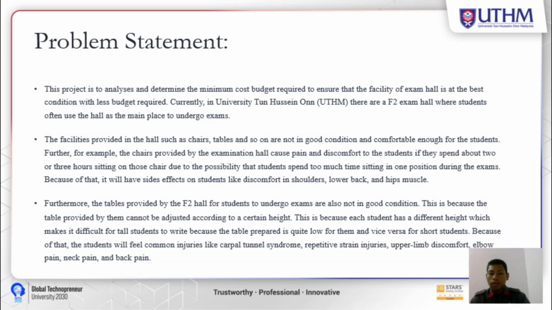Furthermore, the table provided by the F2 hall for students to undergo exam is also not in good condition. This is because the table provided cannot be adjusted to a certain height. Each student has a different height, which makes it difficult for tall students to write because the table prepared is quite low for them, and vice versa for short students. Because of that, the student will feel common injuries like carpal tunnel syndrome, repetitive strain injuries, upper limb discomfort, neck pain, and back pain.